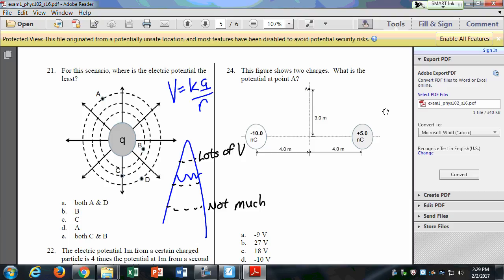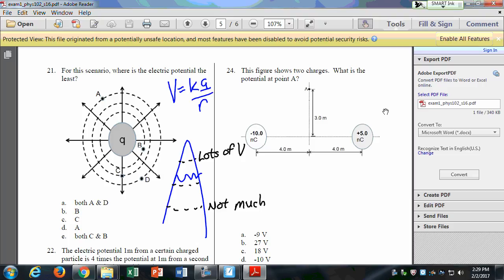You can think of this as looking down from the top of the mountain. This is the peak, and these are the topographical lines as you go down the mountain, like on a topographical map. They show lots of potential, not much potential, even less potential. Now be careful. If you saw a negative charge elsewhere, it would be flipped. It would be like a hole in the ground, because a negative charge has a negative potential. All right.